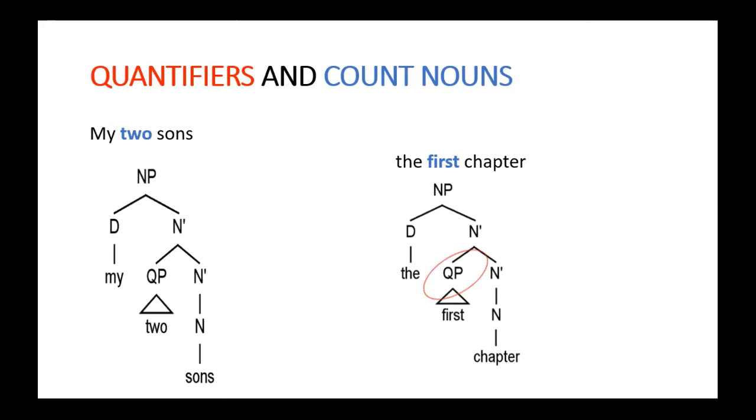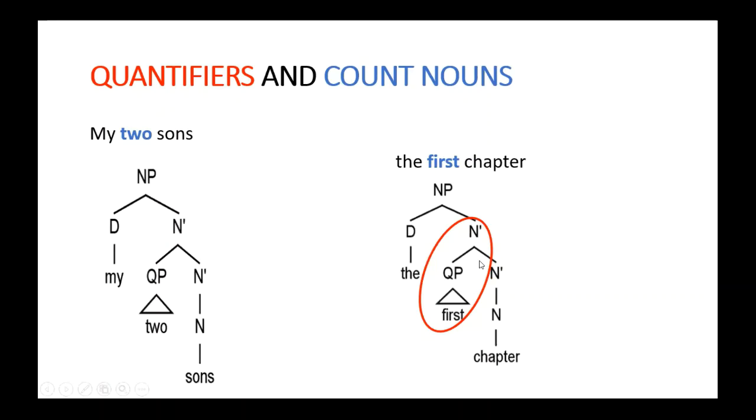Now notice that in this case, we take the quantifier, we have a quantifier phrase, okay? So these are going to be quantifiers. Quantifiers are going to be elements that denote quantity. So these are going to be numbers, cardinal or ordinal numbers. So first, second, last, they're all going to be quantifiers. And we analyze them as modifiers.